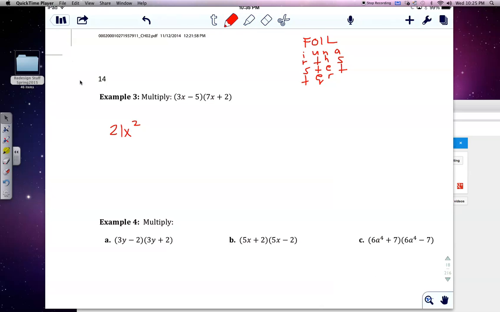Outer would be this term times this term. So plus 6x. Inner would be this term and this term. So I get minus 35x. And last would be this term and this term. So I get minus 10. The only two like terms I see are these two. So I just have 21x squared minus 29x minus 10.